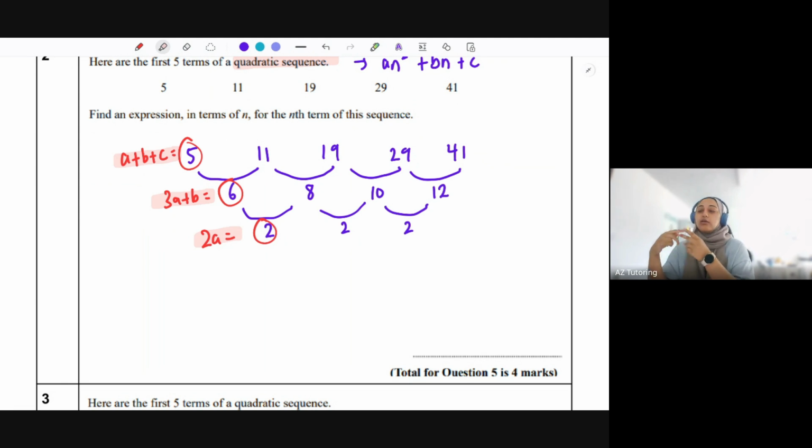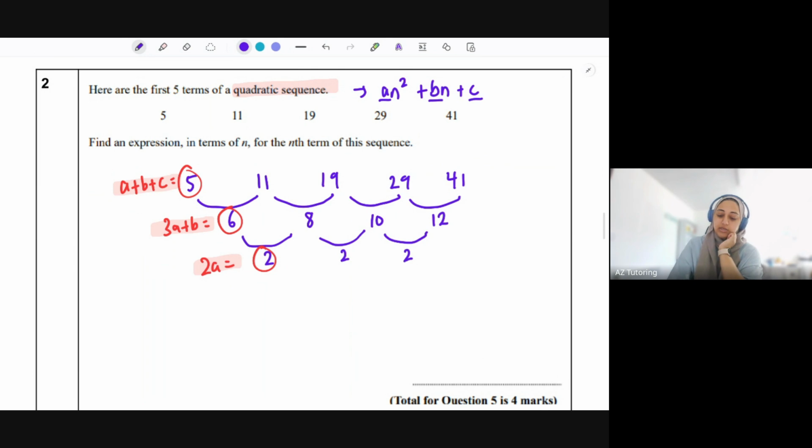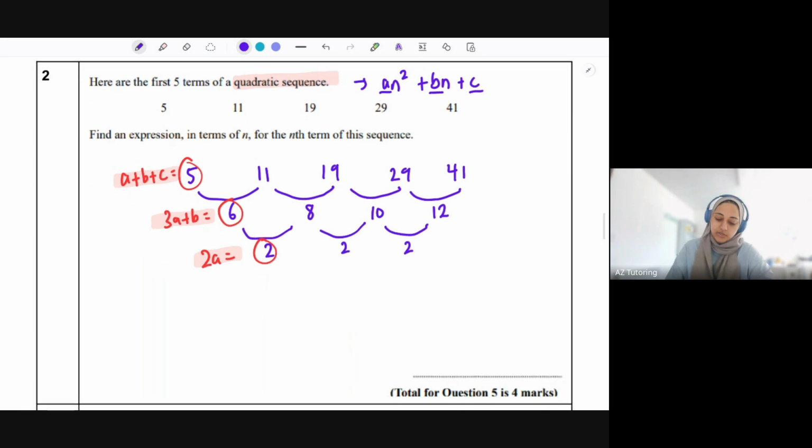So 2a, 3a plus b, and a plus b plus c for the top one. And it goes up in that order as well. All we're doing is solving each of these equations to find a, b, and c. So we can plug a, b, c into here. So that's the reason why we're doing it. Once we plug it in there, we've got the quadratic sequence.